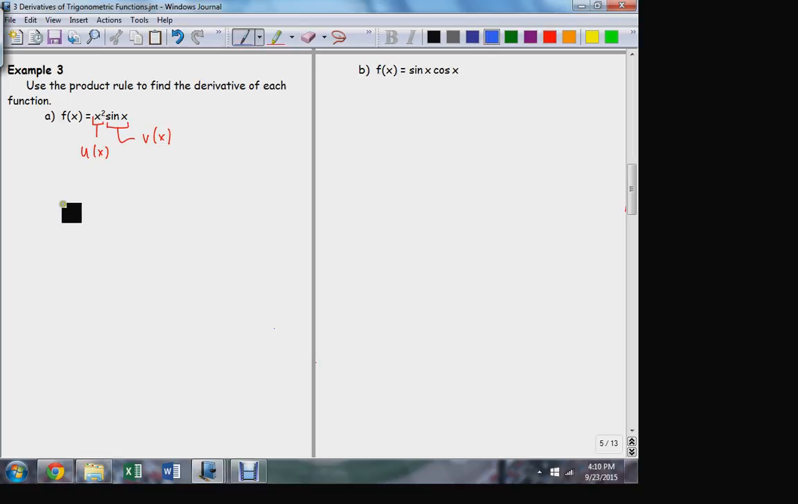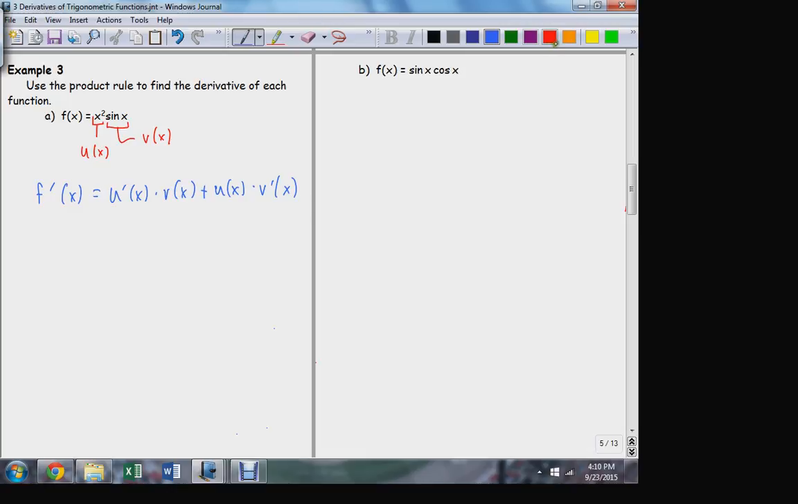So according to the rule, f prime comes from, and I'm going to go ahead and just list the rule out before we actually start doing the work: the derivative of the first factor multiplied by the second factor, plus the reverse. The first factor multiplied by the derivative of the second. So there's the product rule in the most general sense.